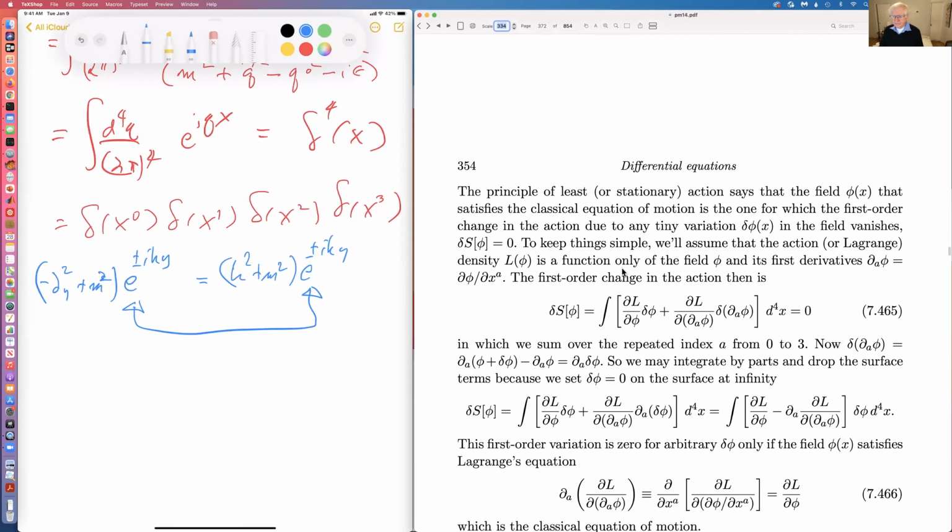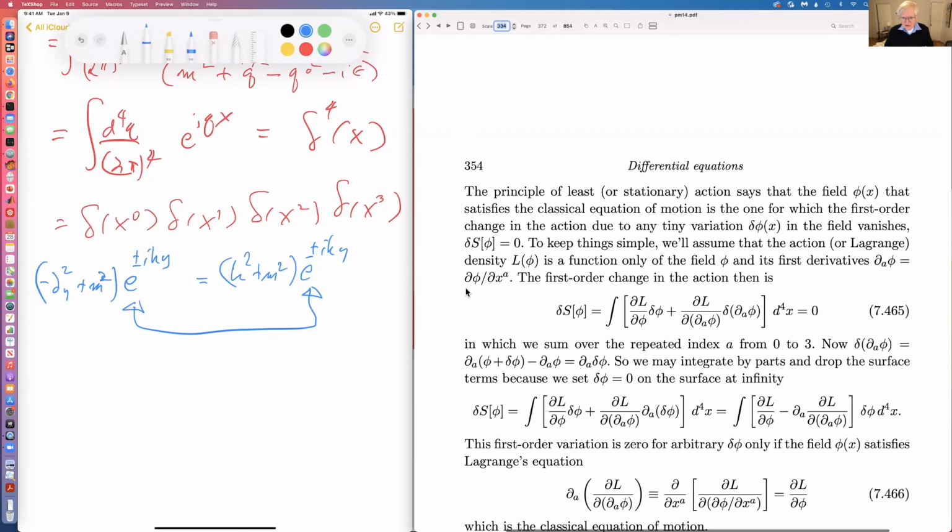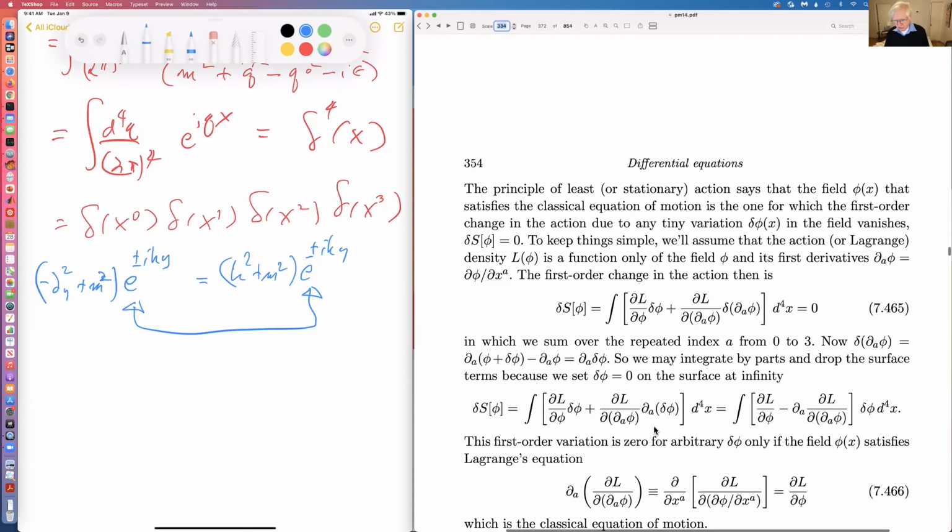And as usual, I'm going to assume that the action density just depends upon the field and its first derivatives. So then the change in the action is the integral of the change in the action density, and that's partial L partial phi times delta phi, plus the partial of L with respect to the derivatives times the change in the derivatives. The change in the derivative is the derivative of the change, and so we wind up with the change in the action given by the integral of this.